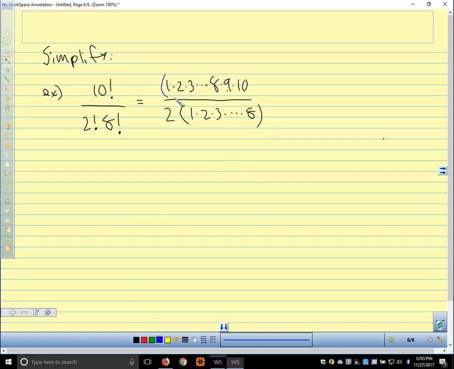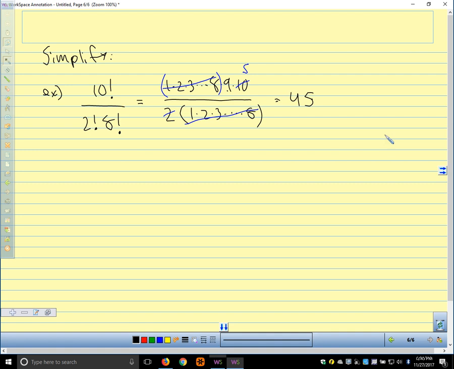Well, what can I do with this quantity and this quantity? Then we're just multiplying, so we can just cancel those two out. That cancels with that. I can reduce 10 over 2 to 5 over 1. And this is just 9 times 5, which is 45. So factorials simplify nicely.